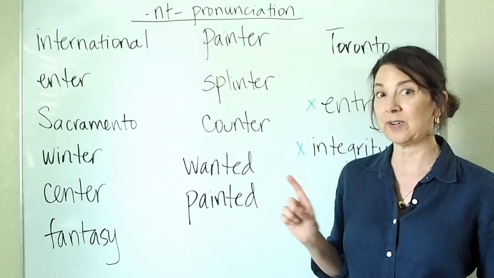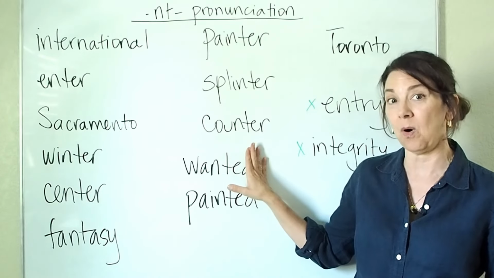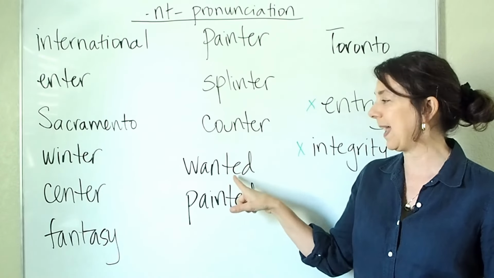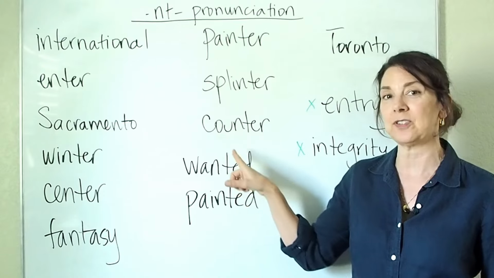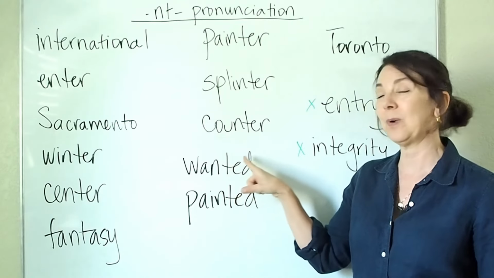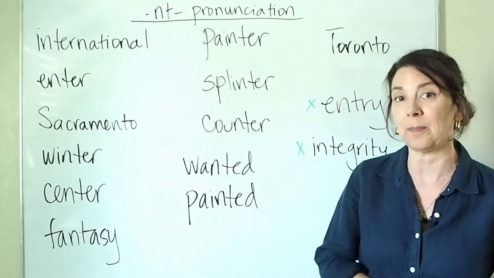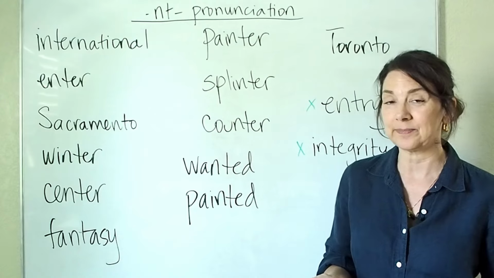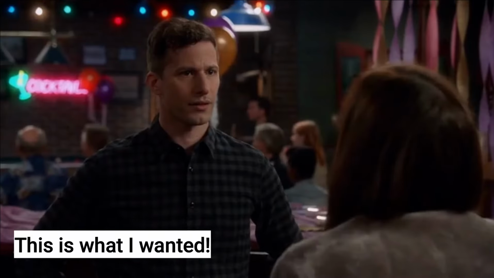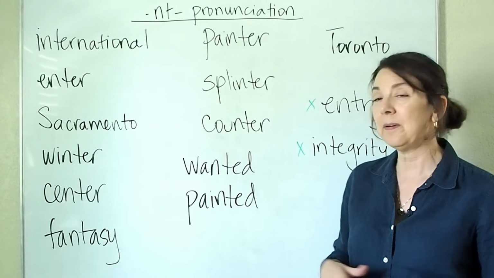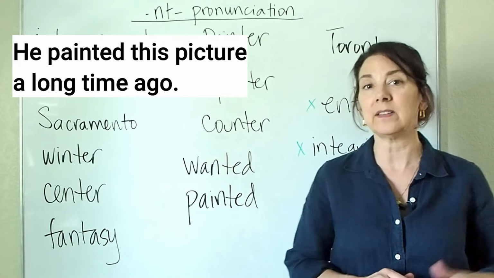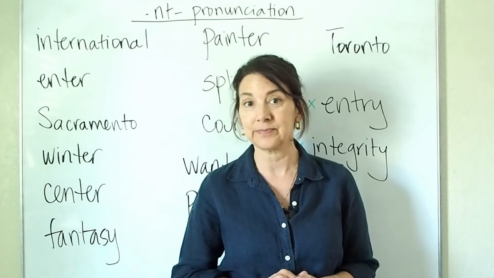Wanted. Okay, so here, what do we have? We have the verb want, but then when we add the ED, we have to add another syllable. And when that happens, we often drop the T. Wanted. This is what I wanted. Or painted. He painted this picture a long time ago.